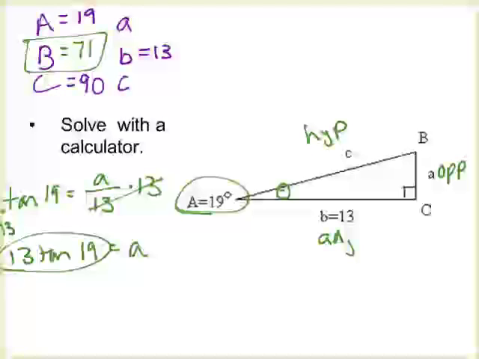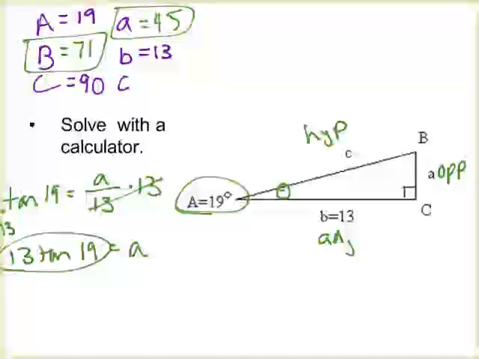Wait, for A, can't we just say 13 over the square root of 3? This is not a 30, 60, 90 triangle. So those special patterns don't apply to this one. Those only apply when the angles are 30, 60, and 90. So we type in 13 tangent 19 to the calculator, and what do we get? 4.4762. About 4.5-ish. Go to 1 or 2 decimal places. We don't need tons.